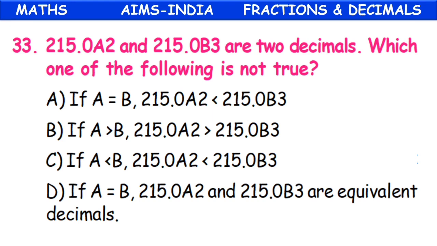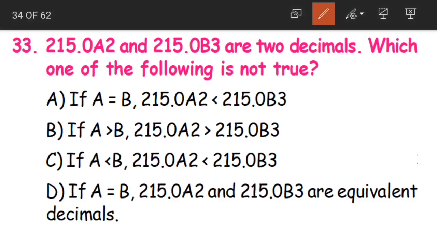215.0A2 and 215.0B3 are two decimals. Which one of the following is not true? So what are they saying? They have not given us the complete decimal number. See, one digit is missing. They have given us alphabets A and B.